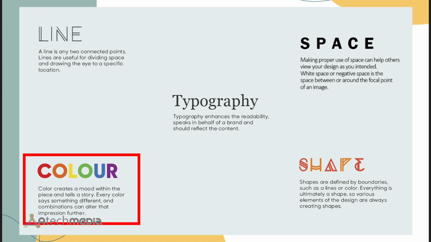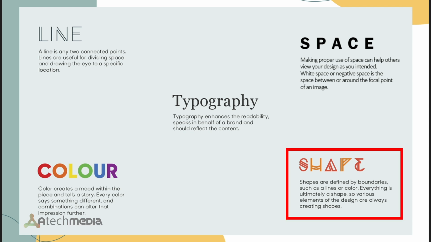We also have shape. Most designs you will see have some kind of shape, triangular shapes, people trying to use shapes to communicate. You do not even know that shapes can communicate. Shapes can communicate a lot of things you must not have thought of. As we go on in this course, I'll tell you. Shapes are defined by boundaries such as lines and color. Everything is ultimately a shape. Various elements of design are always creating shape. So you must surely have shapes. Sometimes you have circular shapes, so you cannot ignore shapes when it comes to graphics design.